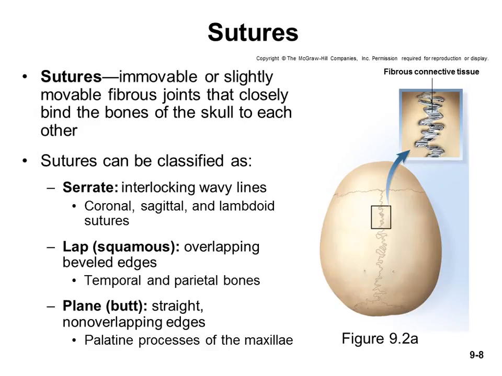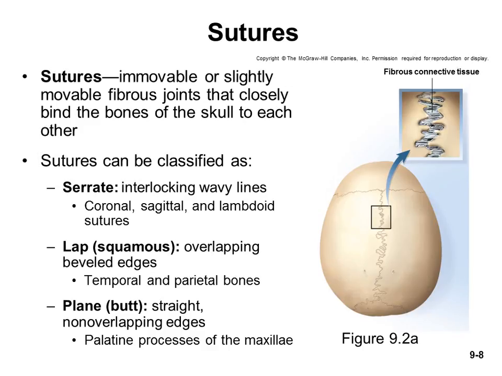Well, squamous is a lap. Overlapping beveled edges with the squamous suture. If you look at your squamous suture, it's kind of overlapping between the temporal bone and the sphenoid bone. There's also an overlap between the temporal bone and the occipital bone. Of course, there's an overlap between the parietal bone and the temporal bone.